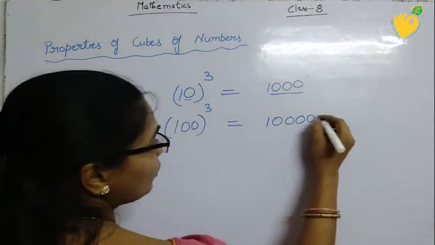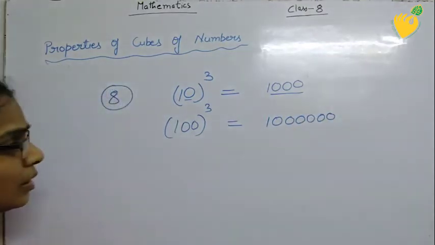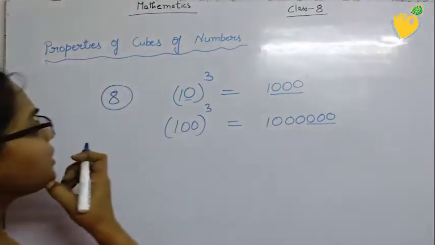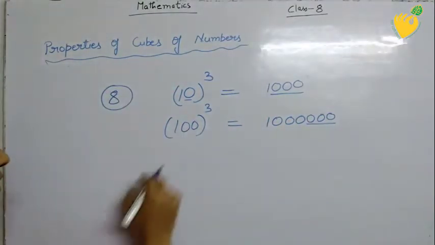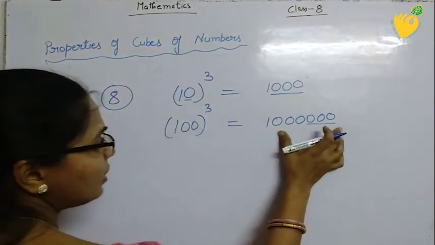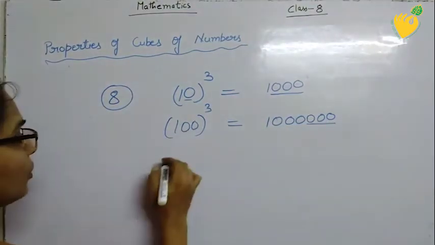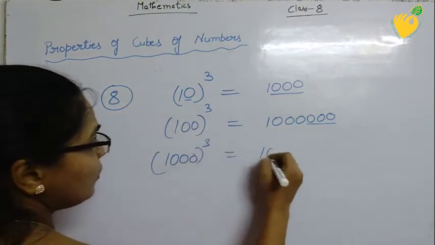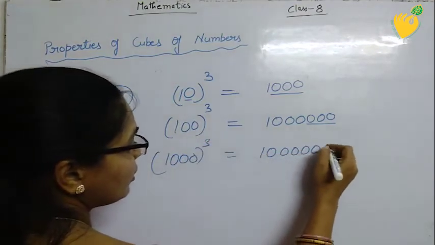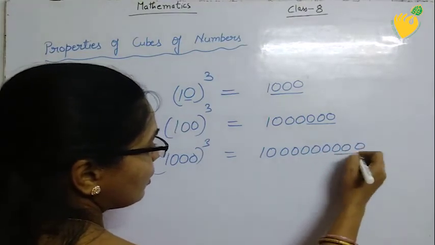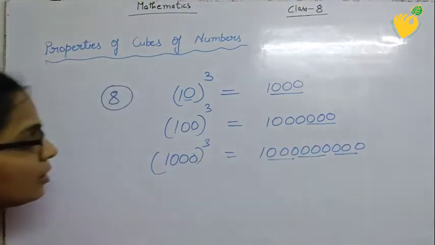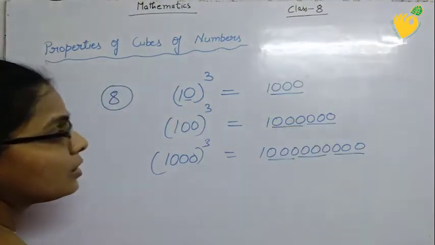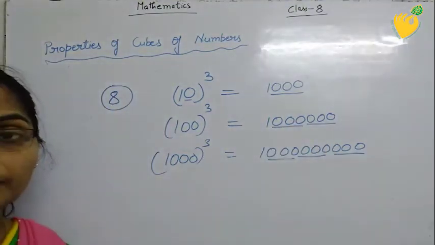Always there will be 3 zeros in the last. If there are 2 zeros, then there will be 6 zeros. If there were 3 zeros, then there will be 3 zeros in a pair of 3. Okay.